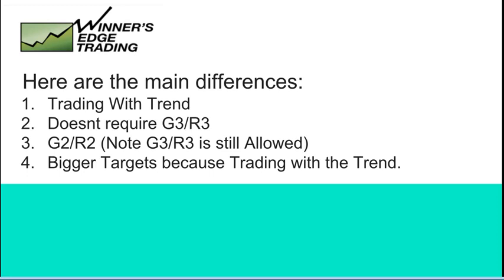And the reason it's rare is because when you have a strong trend, it doesn't pull back that deep to get an R3. And then the fourth thing is you're going to use a little bit bigger target because you're trading with the trend. Again, this is based on your trading plan, but I like to make a little bit bigger target.